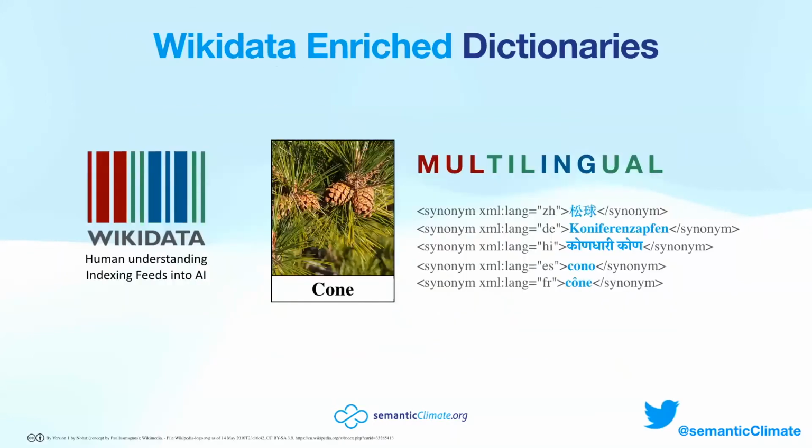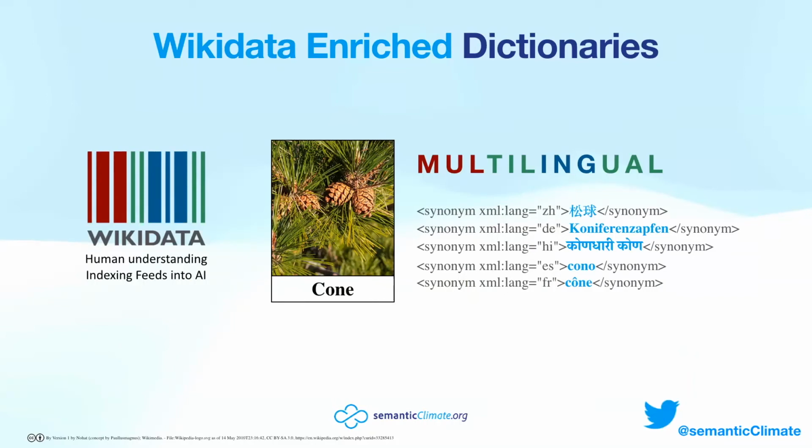With these Wikidata enriched dictionaries, because of being embedded in the global knowledge graph, as I told you earlier, we're also multilingual. And that multilinguality allows us to see, for example, this pine cone in 5 different languages. I speak Hindi, and the synonym for that is the Kondhari cone. And in 5 languages, you can see it here, but Wikidata would have it for far more.